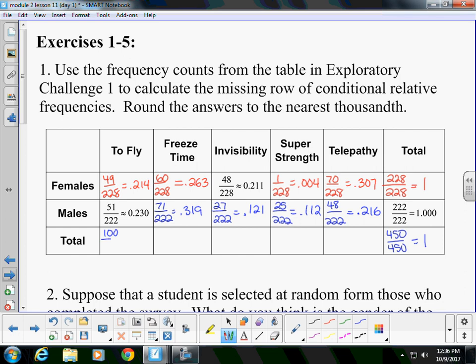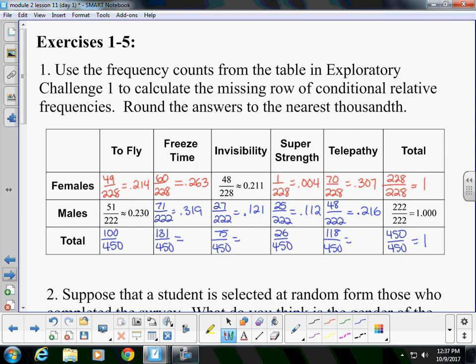So now I'm going to take each of the males and females totals, which was 100 for flying, and divide that one by 450. And then freeze time, the male and female total was 131, and I'll divide that by 450. For invisibility, the male and female total was 75, and I'll divide that one by 450. And super strength was 26, divide that one by 450. And telepathy was 118, and I'll divide that by 450.